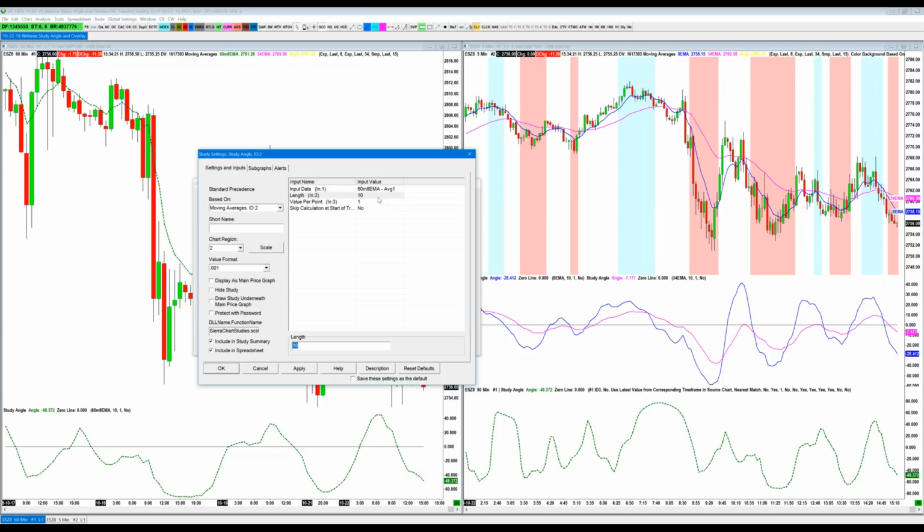On the right-hand side, you'll see these blue and red background colors. The objective here is to show you how you can employ a study that we use called Color Background Based on Alert Condition, where you can combine a series of studies together and then yield an output in the form of a background color or a color bar or an arrow or something like this. In this case, we're going to use the background color.